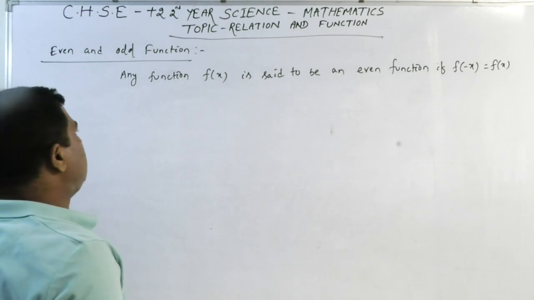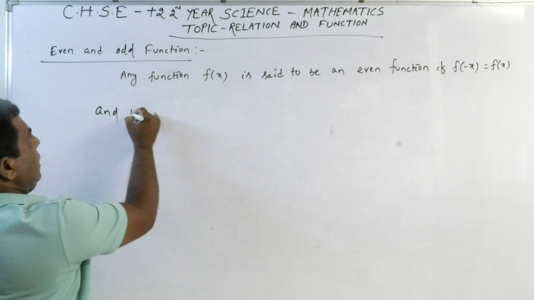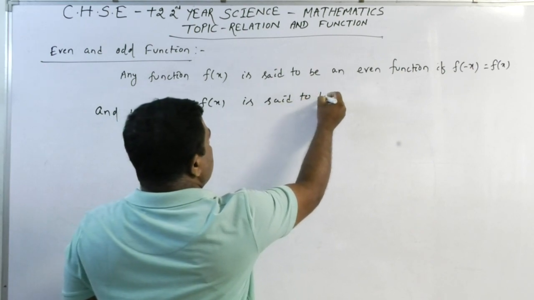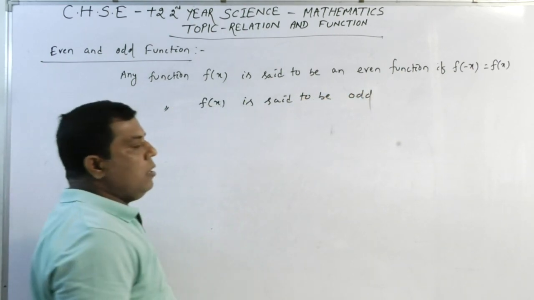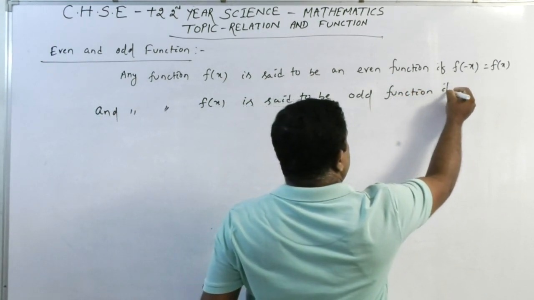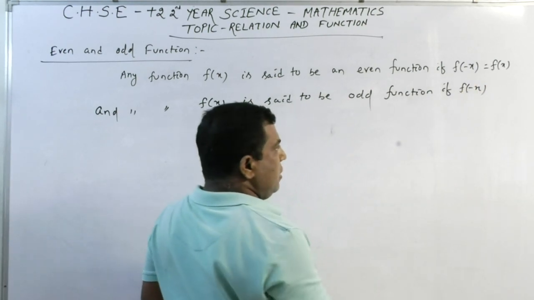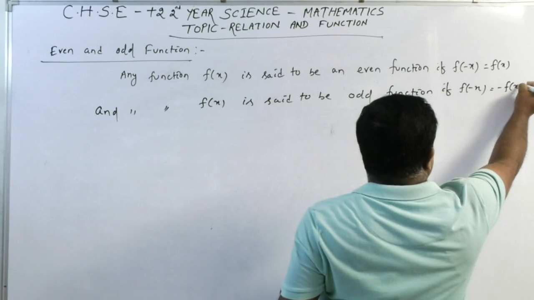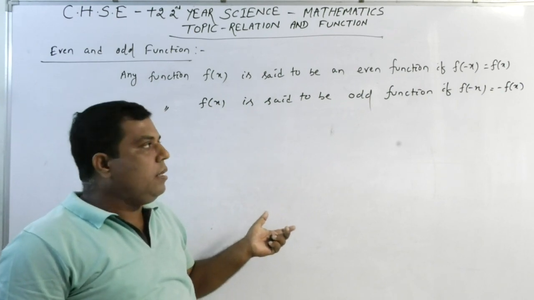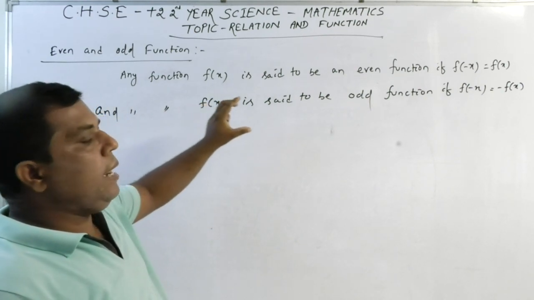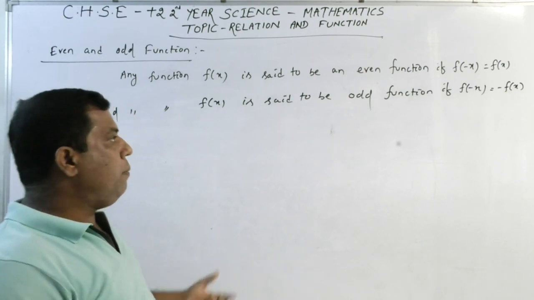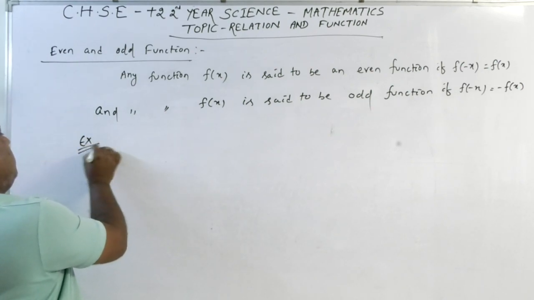Later on we will go for an example. And any function f of x is said to be odd if f of minus x equals minus of f of x. If this is the result, the function is said to be odd. In this way the even and odd functions can be defined. We will go for an example.